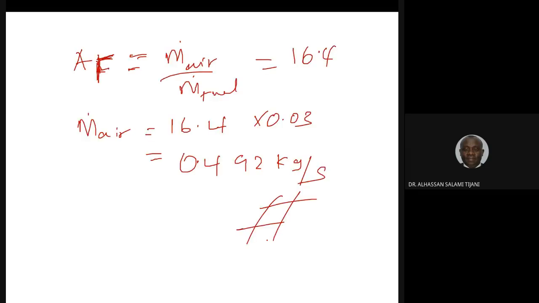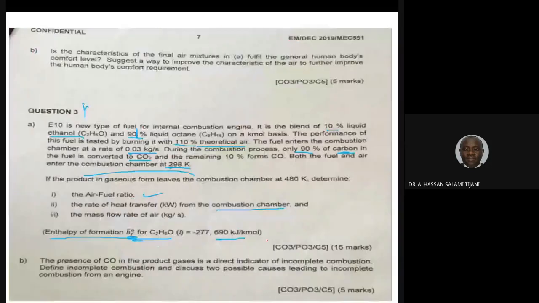Now, the last part, it says incomplete. What are the conditions for incomplete combustion? You can get this from your lecture notes. The presence of carbon monoxide in the product gas is a direct indicator of incomplete combustion. Define incomplete combustion and discuss two possible causes leading to incomplete combustion.